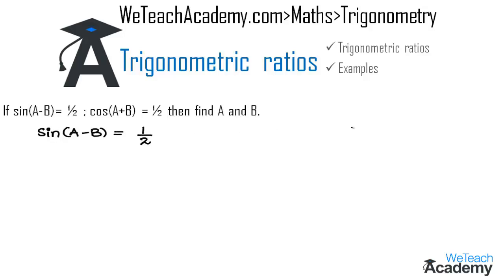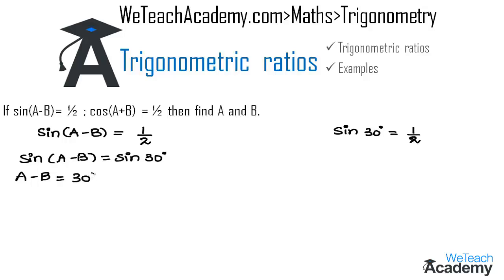Here we already know that sine 30 degrees is equal to 1 by 2. So let us replace 1 by 2 with sine 30. By replacing, we get sine (a minus b) is equal to sine 30 degrees. That implies a minus b is equal to 30 degrees. Let us name this equation as equation 1.